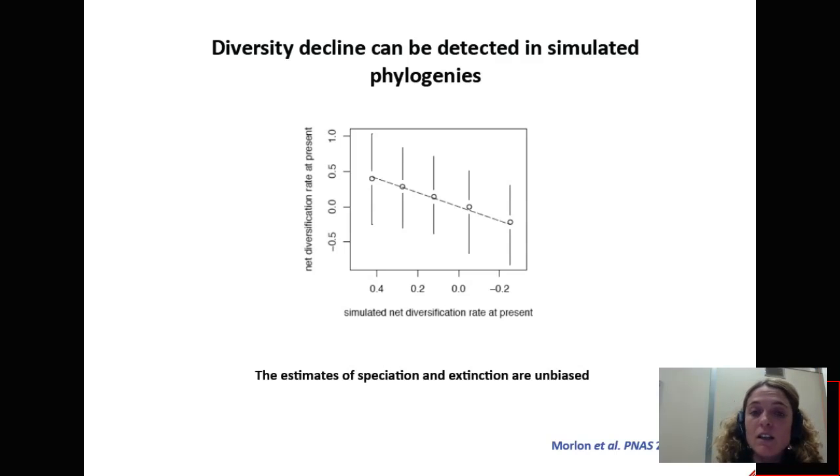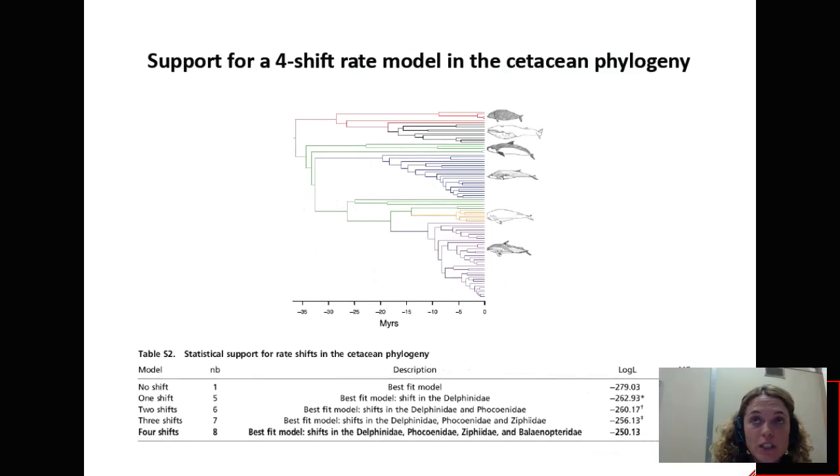So what you see here is on the x-axis the simulated net diversification rate, and on the y-axis the inferred net diversification rate at present, and you see that at least we obtain unbiased parameter estimates, even though they have large confidence intervals. And most importantly, when we have a negative net diversification rate at present, then it can be inferred from the phylogenies, showing that at least on simulated phylogenies, there's no problem to estimate declines in diversity.